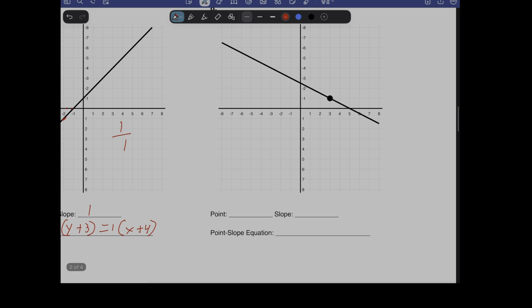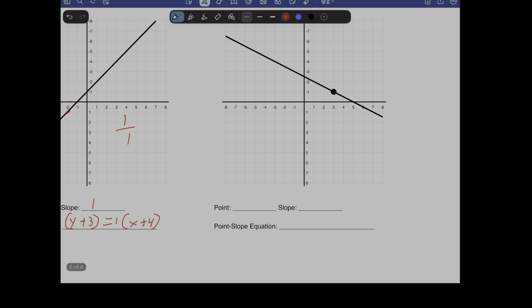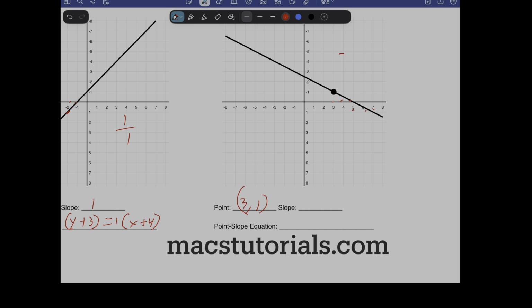And the last one, my point is going to be 3, 1. My slope is, let's see, down 1 over 2. So -1/2. And so my equation is going to be y minus 1, because that's my y, equals -1/2, because that's my m, x, and there's my x, minus 3. Remember, the minus is coming from the formula. It's not coming from the point, and that's why we have the minus.